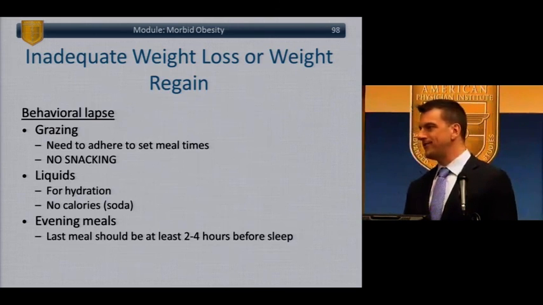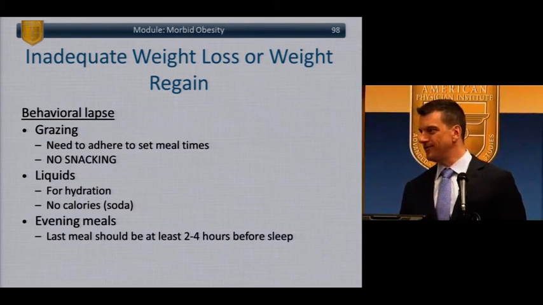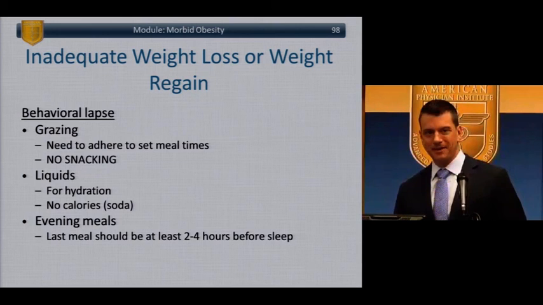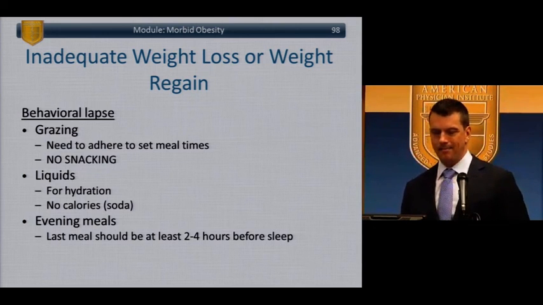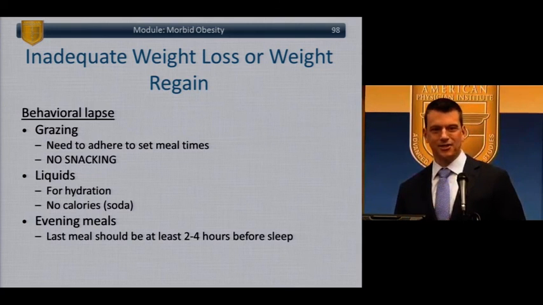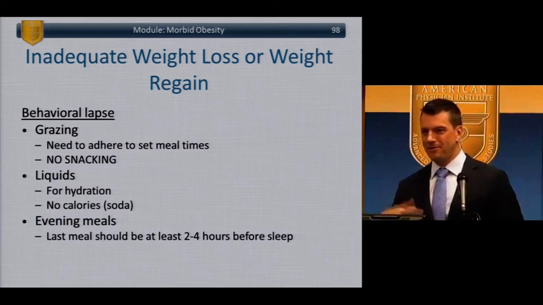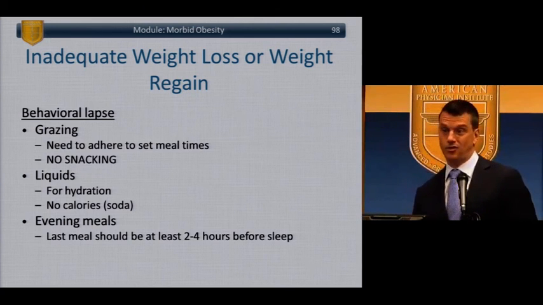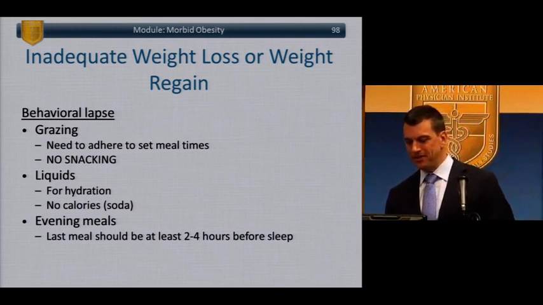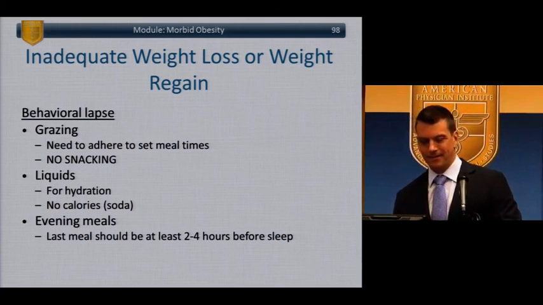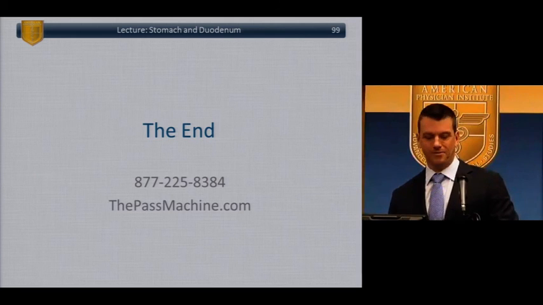Why do people fail at this? It's usually just behavioral. Grazing between meals, these patients need to stick to not snacking. Liquids can be the worst. Drinking carbonated soda and getting a lot of sugar in through fruit juices or colas or Slurpees or whatever it is you like, this is how these operations are cheated. That 30 cc reservoir is just fine for drinking sugary beverages, so it really doesn't restrict. Evening meals should be earlier in the evening.